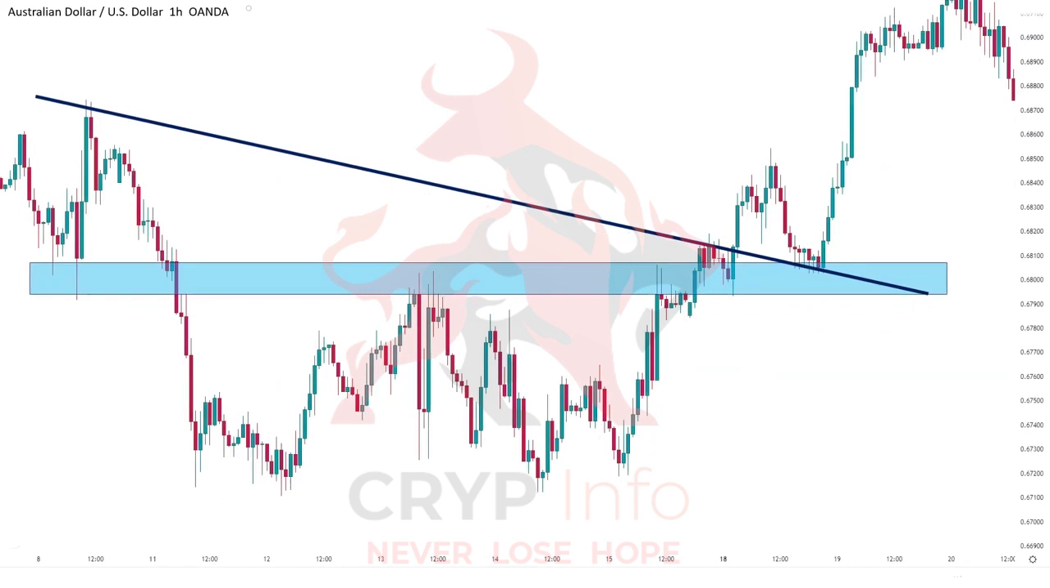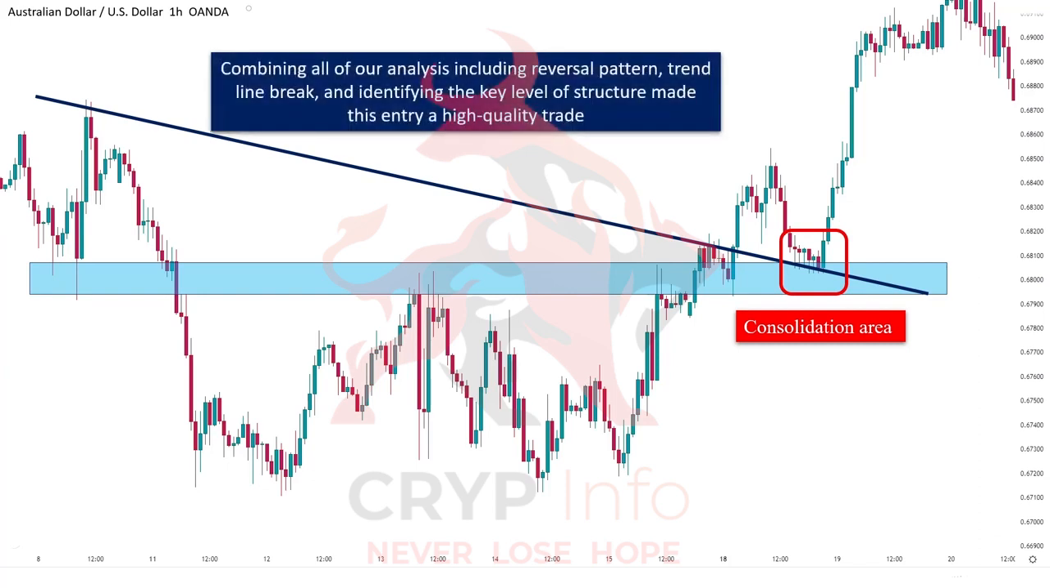Now here in the 1-hour time frame, we can observe much more detail once the price gets to the area of high convergence. Again, you could place a trade with many entry strategies. But for us, breaking above this consolidation area would make a great opportunity to enter the market. So remember, combining all of our analysis, including the reversal pattern, trend line break, and identifying the key level of structure, made this entry a high-quality trade. Increasing trade quality is also knowing when not to take trades, which is just as important as knowing when to take trades.